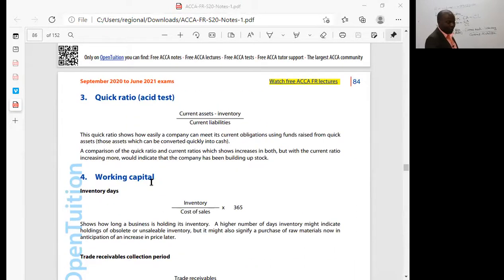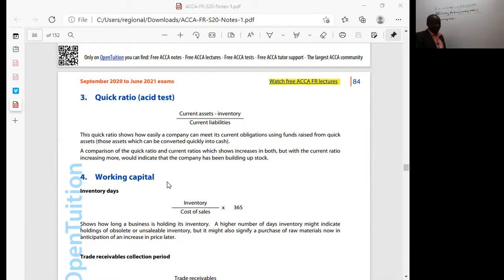So we go to the working capital. These working capital ratios, ladies and gentlemen, you will get some books calling them efficiency ratios. What we are calling the working capital ratios are very important ratios for us. We'll start with inventory days.